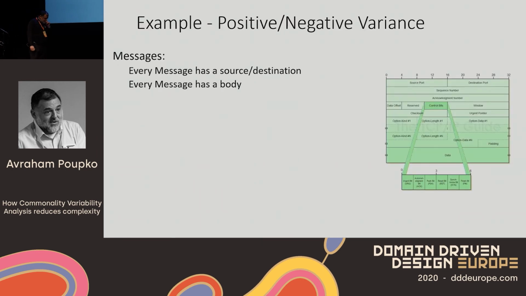So let's take an example of the positive and negative variance. And this is unique to domain-driven design. It doesn't map well into software. So let's say I'm talking about a message, any kind of message. Every message has a source and destination. Every message has a body. That's a useful description of a message. It might even be true.